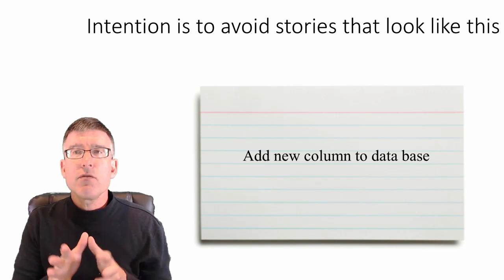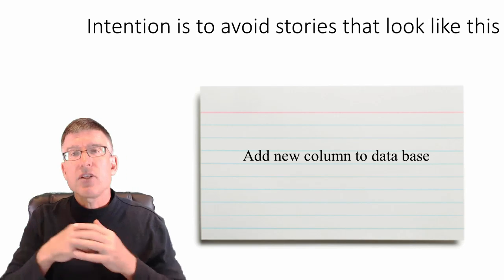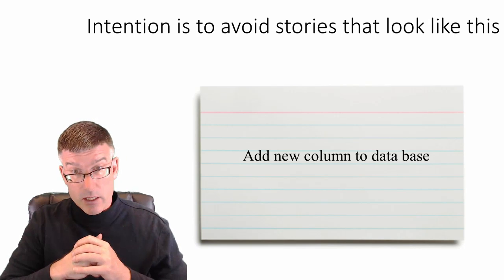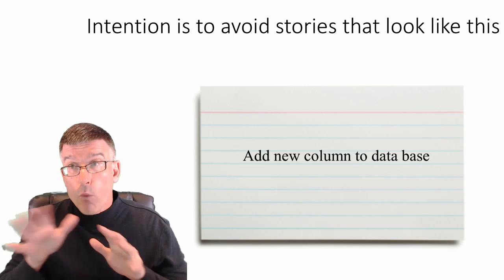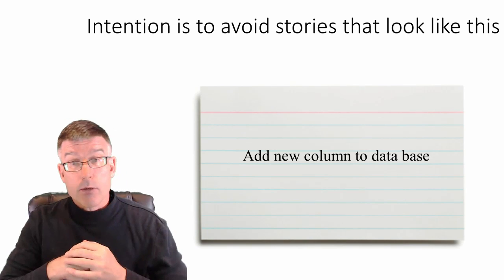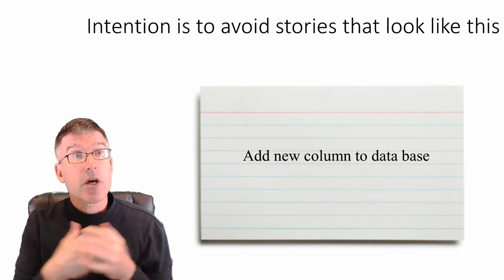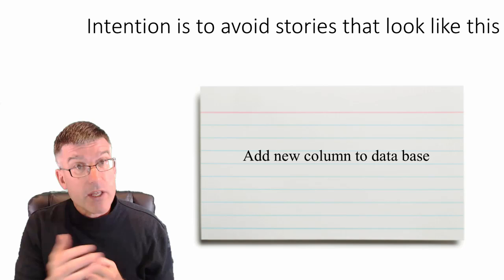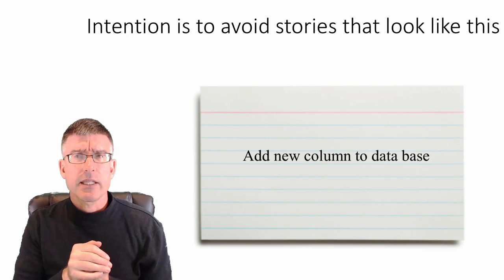What we're trying to avoid is this situation. We're trying to avoid so-called CRUD user stories. I've seen a lot of user stories written like this. Now, my question would be on this one, why are we trying to add a column to the database? It probably is because somebody has a need to have some kind of new information. Why do they have that need? So really try to avoid stories that look like this.